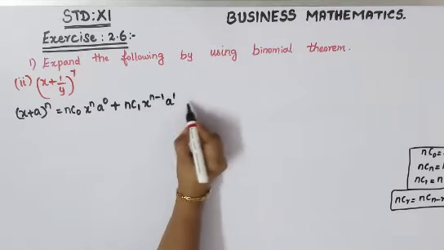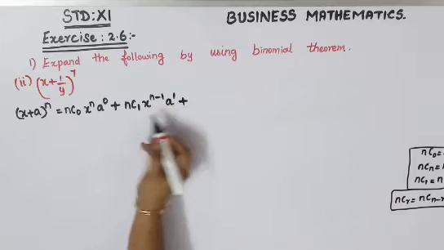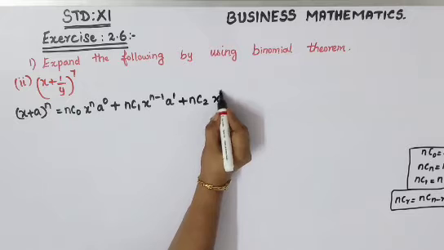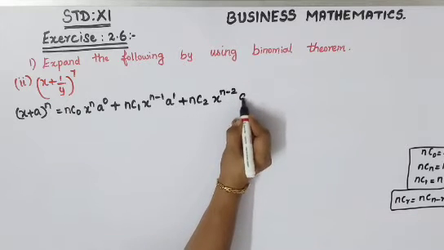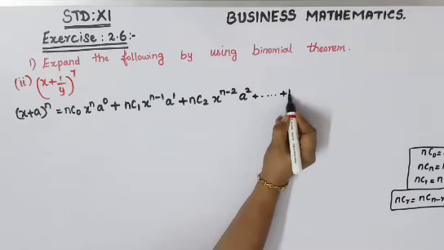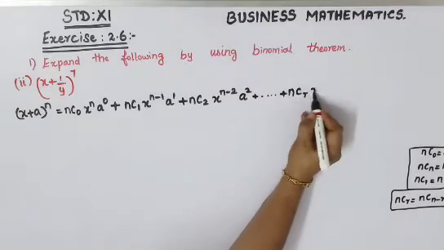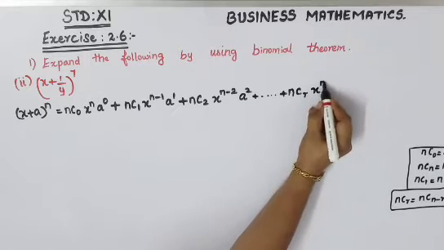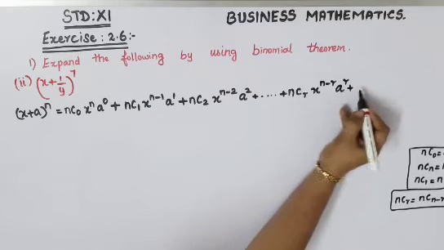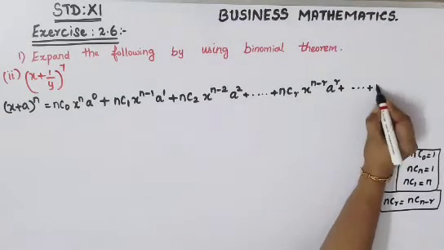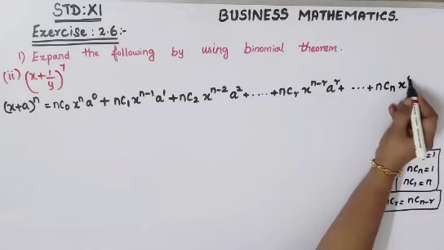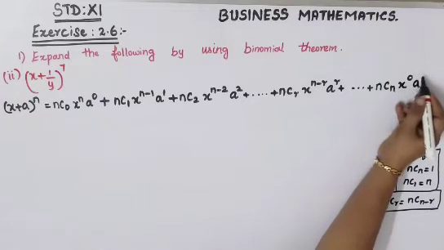So a power 1. The next term: we have completed nC1, so nC2 x power n minus 2, a power only this 2, plus etc. Your middle term is nCr x power n minus r, a power only this r, plus again etc. Plus your last term is nCn x power n minus n, so you can give 0, a power this n.